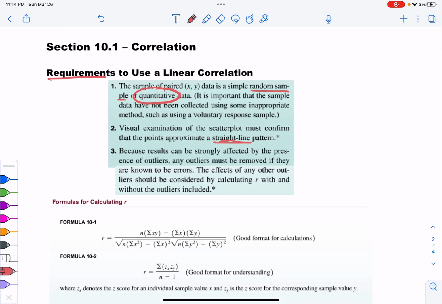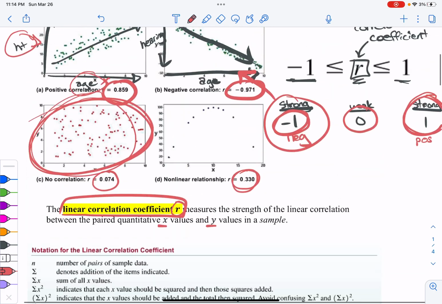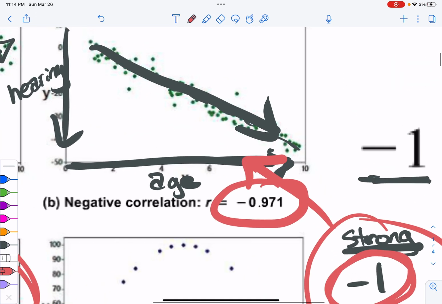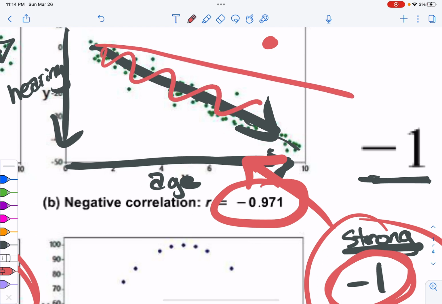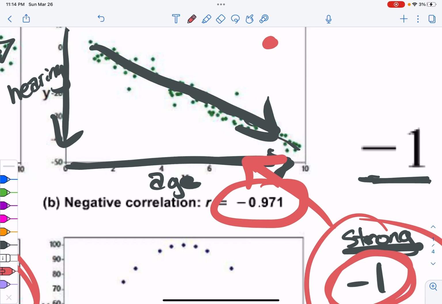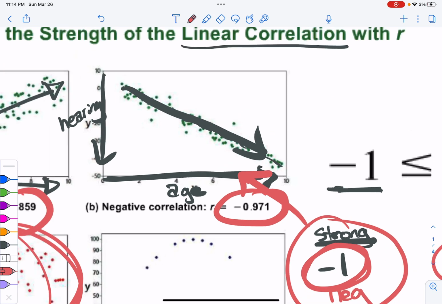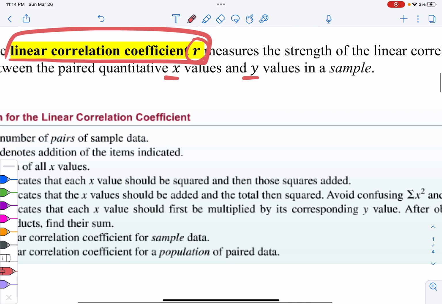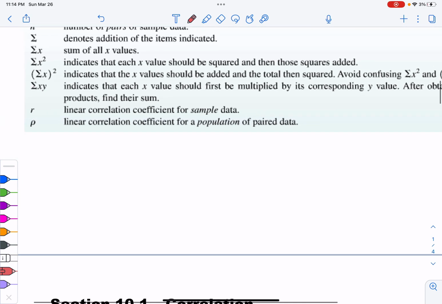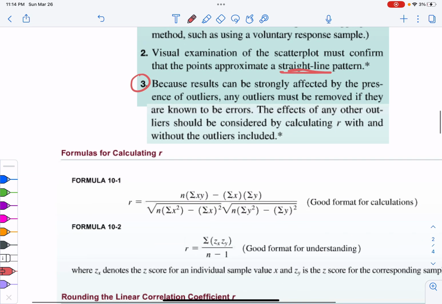And then number 3, because results can be strongly affected by the presence of outliers, any outliers need to be removed. Like if I have this line going on and I have one outlier that's over here, it's going to screw up my line and make it go this way when the majority of my data is living here. So we want to make sure we remove any outliers that we can see from the graph before we begin calculating the R value. All right, so there's that stuff.